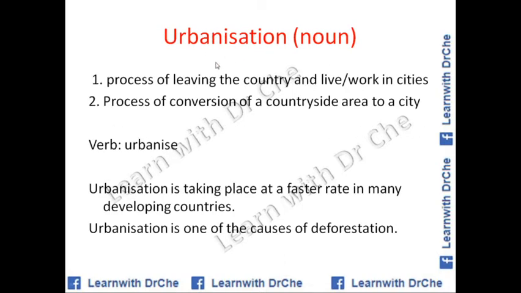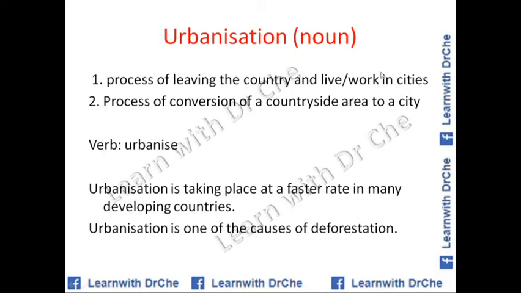Urbanization. This is the UK spelling. If you use US spelling, you can use that. Its verb form is urbanize. Urbanize is the verb form and urbanization is the noun. There are two meanings. Number one is the process of leaving the country and living and working in cities. The country doesn't mean any country like UK or India, but the process of leaving the village and living or working in cities.